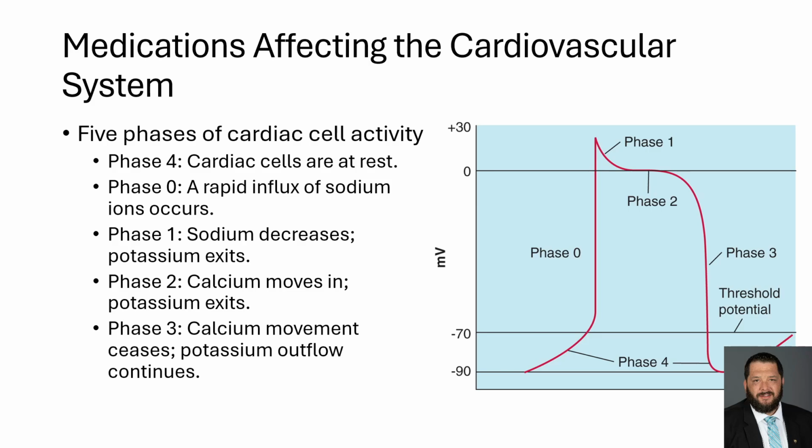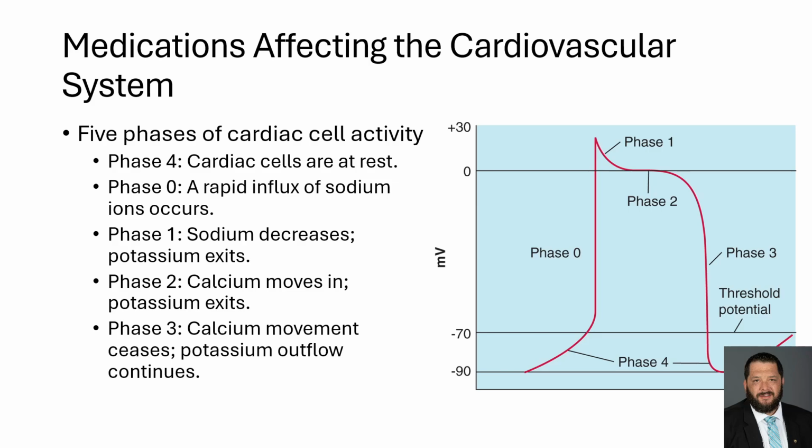We start at phase 4, and if you see phase 4 at the bottom of the graph there, that's the resting state. The cardiac cells are at rest, and they have a potential charge of negative 70 to negative 90 millivolts. This is the resting phase for the heart, and there's no real transference of electrolytes that are occurring at this point. At phase 0, when contraction starts, or when depolarization of those cells start, there's a rapid influx of sodium ions into the cardiac cells, changing the millivolts from the resting of negative 70 to negative 90, all the way up into the positive vector.